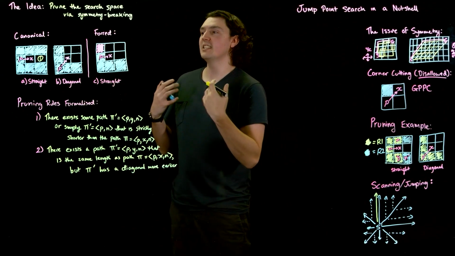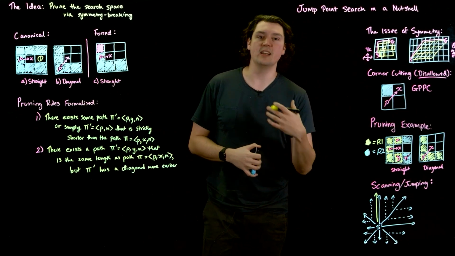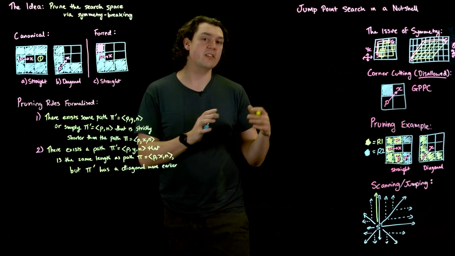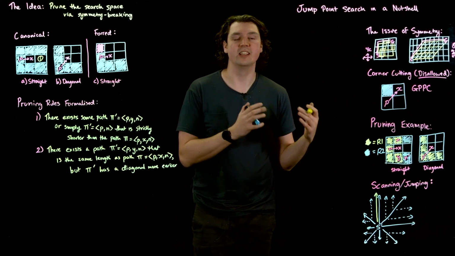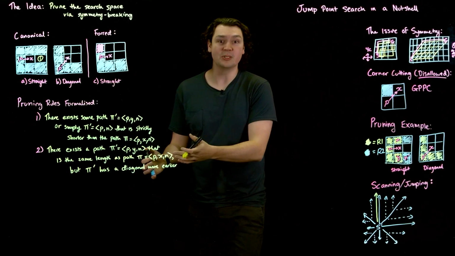But we need to take a step back and reason over the idea of forced neighbours. When do we need to actually stop? When are there interesting points that we might have needed to look at, in order to actually guarantee we still find the optimal solution?